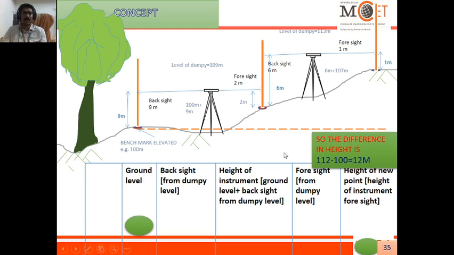Here one tabulation is shown. I will try to explain the methodology of computation in the next video, right?